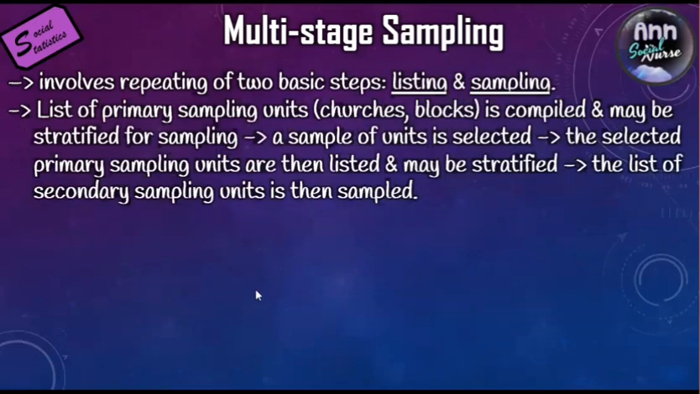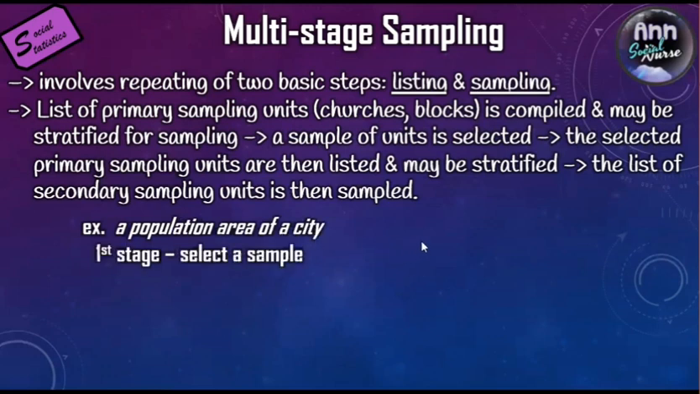Lists of primary sampling units, like churches or blocks in subdivisions, are compiled and may be stratified for sampling. A sample of units is selected. The selected primary sampling units are then listed and may be stratified. The list of secondary sampling units is then sampled. For example, a population area of a city.